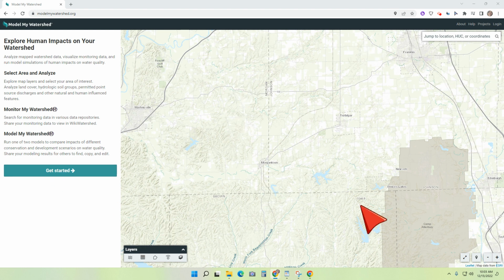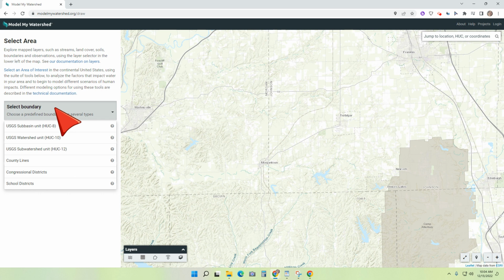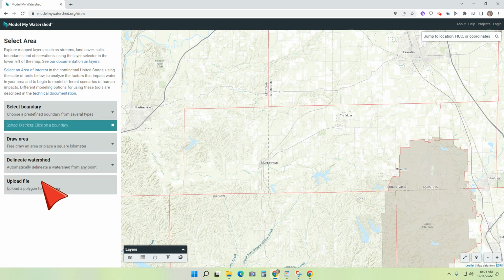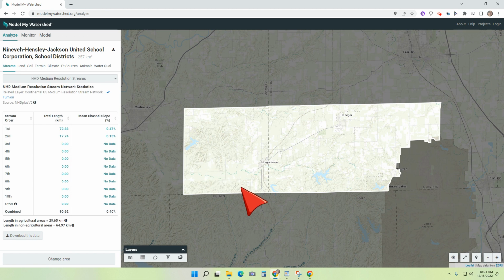You might notice this is our general area. We can jump to a location, so we'll get started. I really like the select a boundary tool. It gives us different things to choose from. I'm going to pick school district because we're in school. It's for our class. When we look at our school district, you can see the boundaries, you can see the town names. That's great.